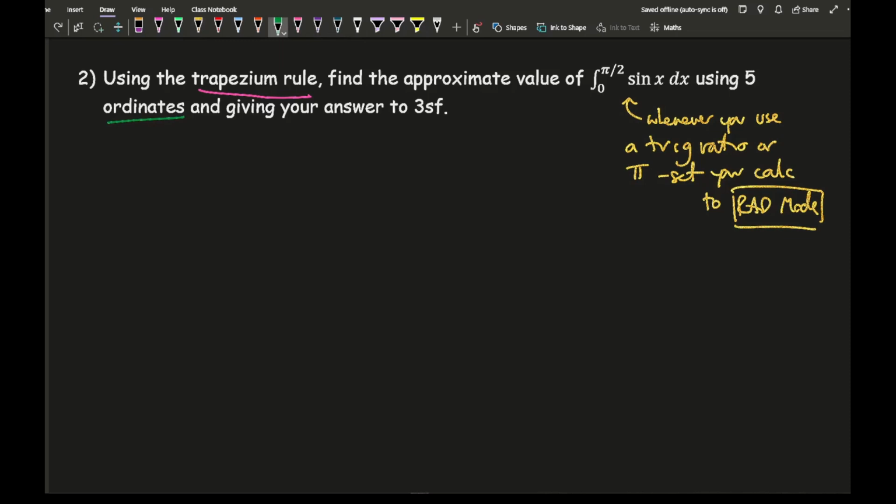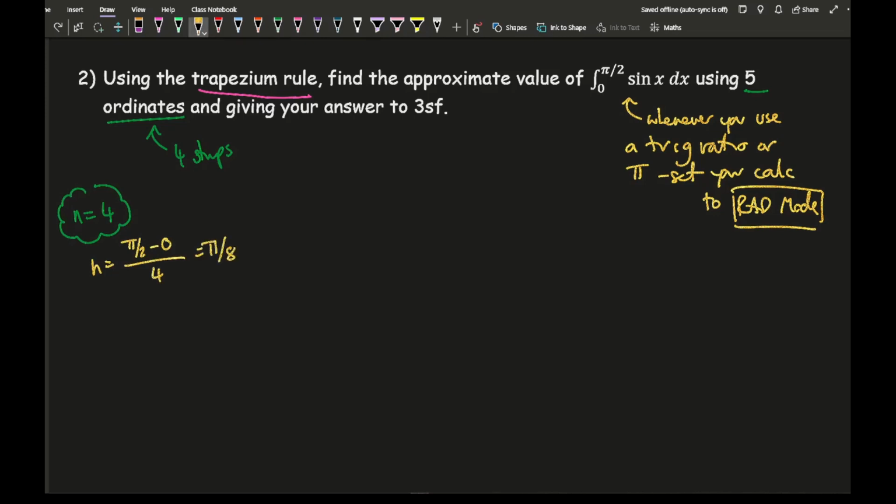So 5 ordinates basically means 4 strips. So in terms of this, n equals 4. So to find out what h is, it's going to be our upper limit, which is pi over 2 minus 0, all divided by 4, which gives me pi over 8.